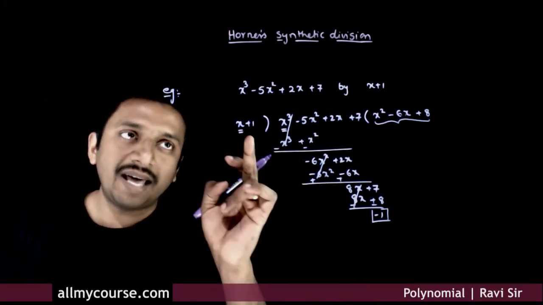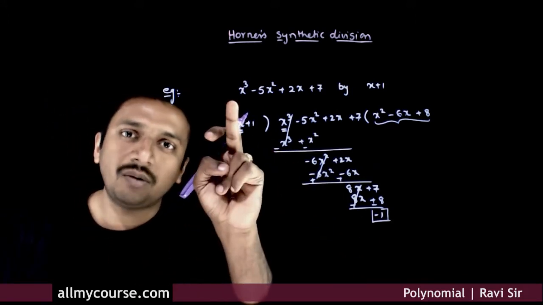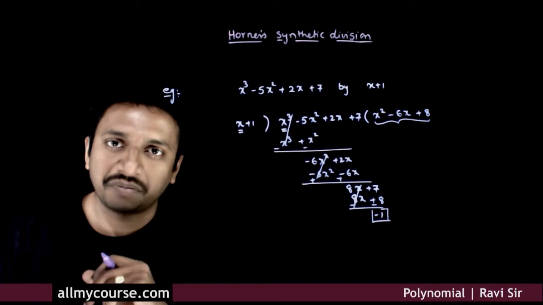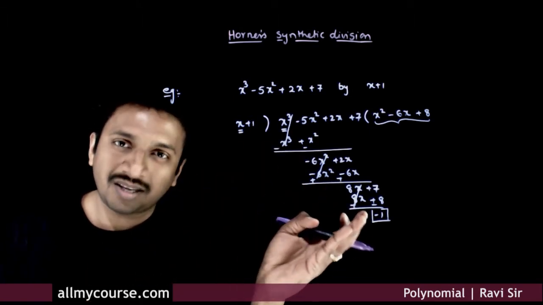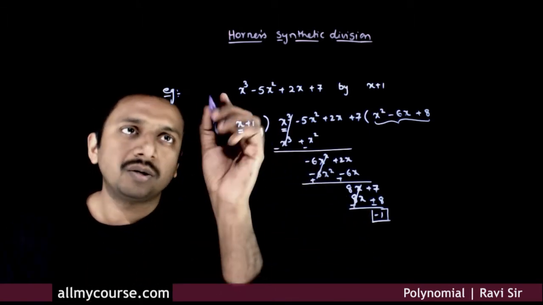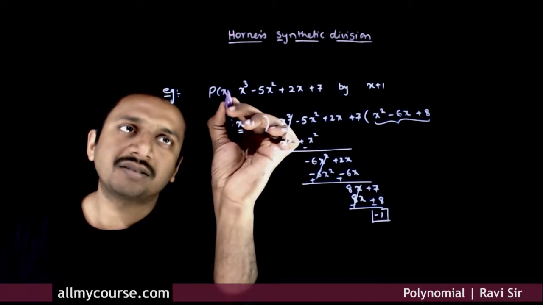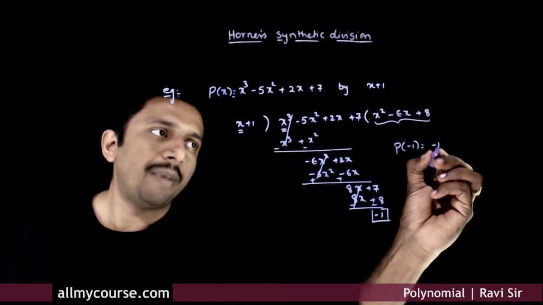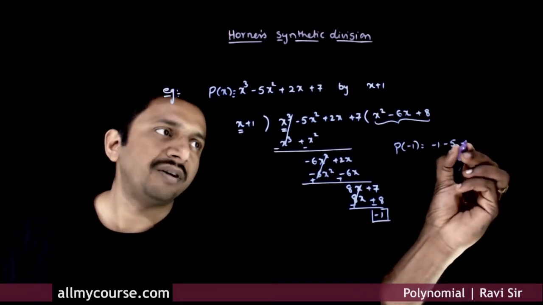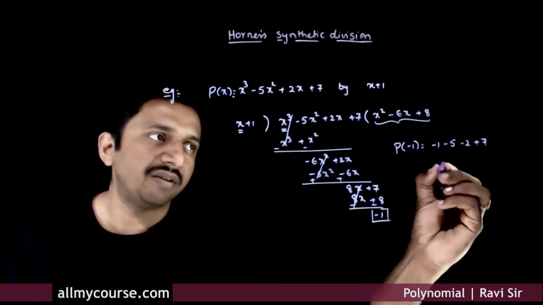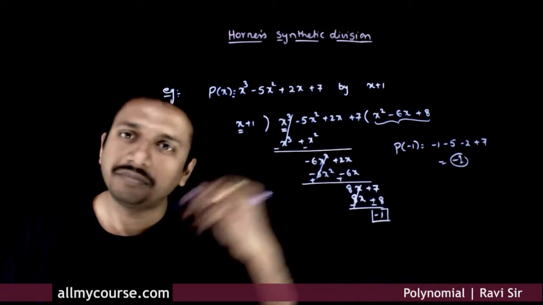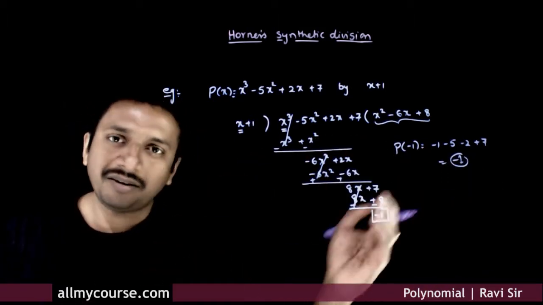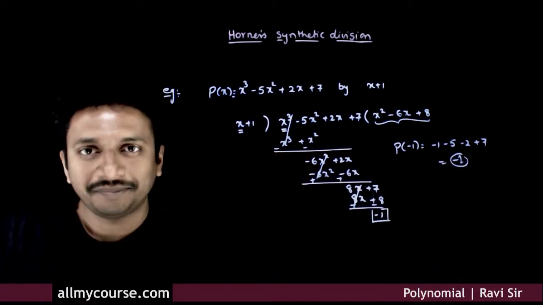And the remainder can be directly found out by putting x is equal to minus 1 in this expression. So let us check whether the remainder theorem is working. If this polynomial is p of x, what is p of minus 1? Minus 1 minus 5 minus 2 plus 7, which is equal to minus 1. So the remainder theorem is valid.